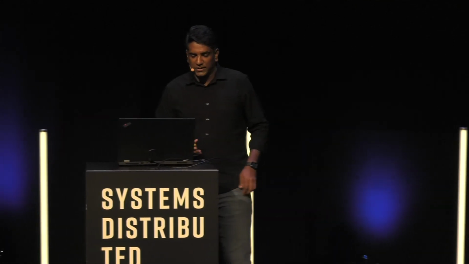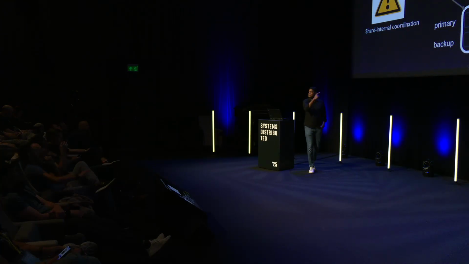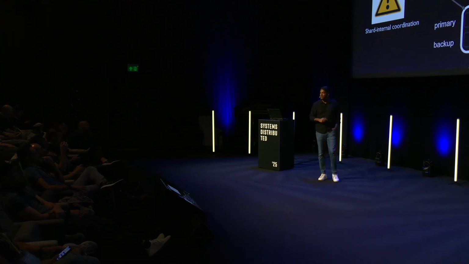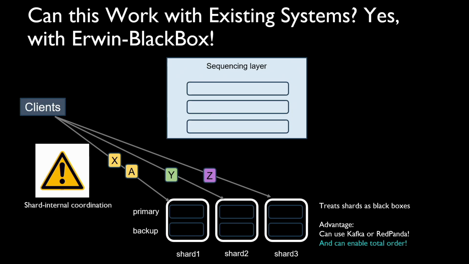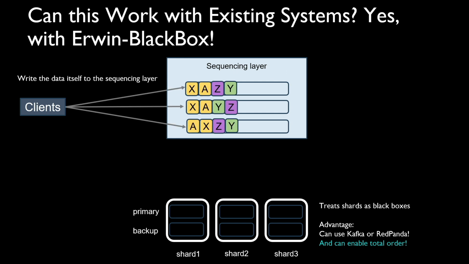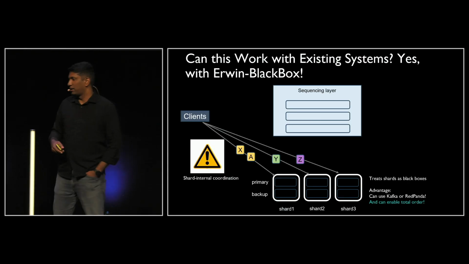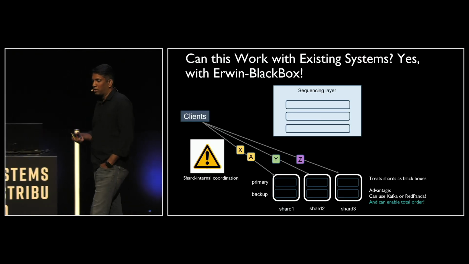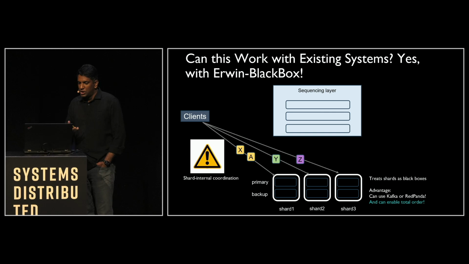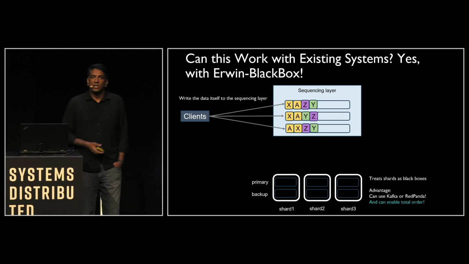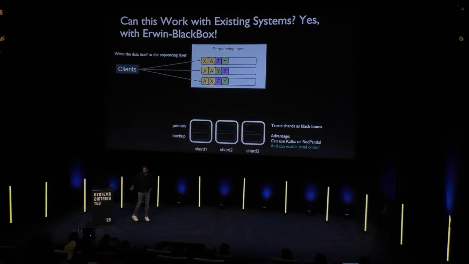So the way this works is, in Erwin, the clients wrote the data to the shards. If you do that, the problem is that you have coordination within the shards. Let's say you're running Kafka here. You write a piece of data into a Kafka shard, then Kafka is going to run its own internal coordination algorithm to order the records. That will prevent you from achieving low latency. So instead, the idea is very simple: instead of sequencing just the metadata, sequence the data through the sequencing layer. Then you can lazily sequence the data itself in the background.